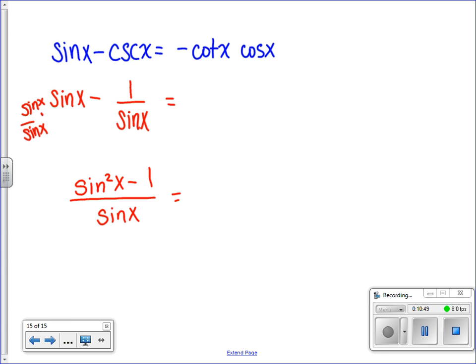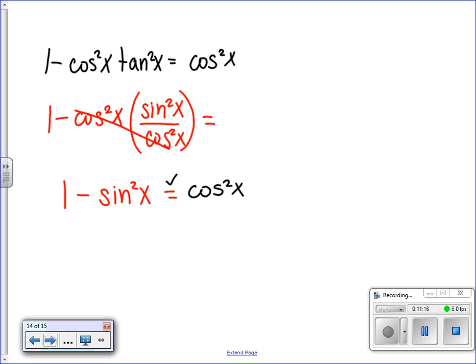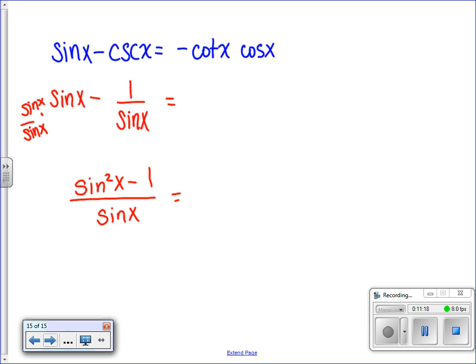But we do know what sine squared x minus 1 is. What is it? Close. Let's go back. It's negative. Because see, this is 1 minus sine squared. So if I want sine squared minus 1, I have to change the sign of everything. So it's going to be negative cosine squared x over sine x.